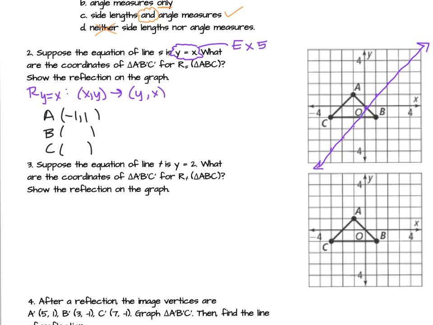Then as you apply the reflection rule, A prime is going to go to +1, -1. I switch the x and the y around. So I'm going to go over +1, -1, and that's actually where point B was for the pre-image. So that's my hint to you. Finish this question by finding the pre-image ordered pairs for B and C, and then create B prime and C prime and connect them. And it should look like your triangle reflected over that purple line y equals x.